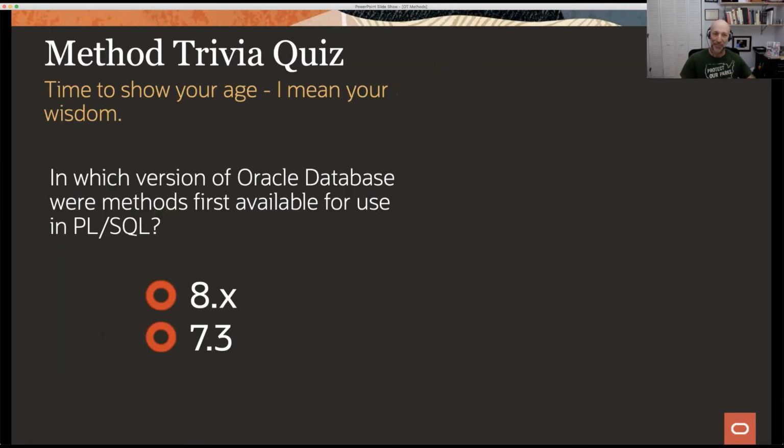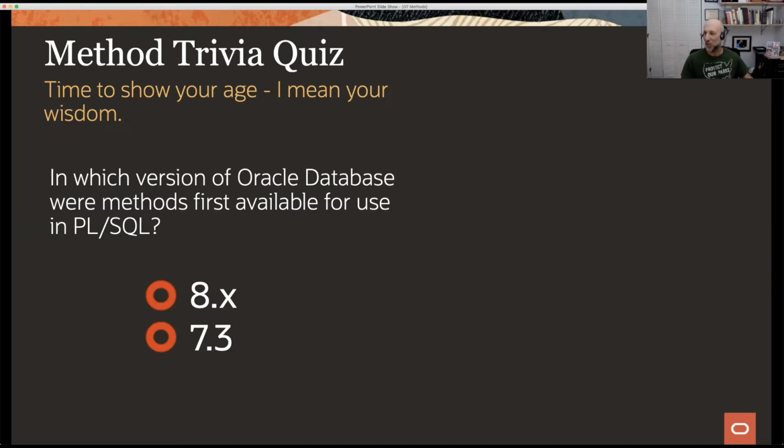But first, a quiz, a method trivia quiz. Time to show your age, I mean your wisdom. So as I mentioned before, the extension to relational to object to include objects was first done in 8.0. So here's my question for you. In which version of Oracle database were methods first available for use in PL SQL? And why don't you go ahead and raise your hand? You should be able to click on your hand at the bottom of the screen if you think it was 8, and don't raise your hand if you think it was 9, if you think it was 7.3.